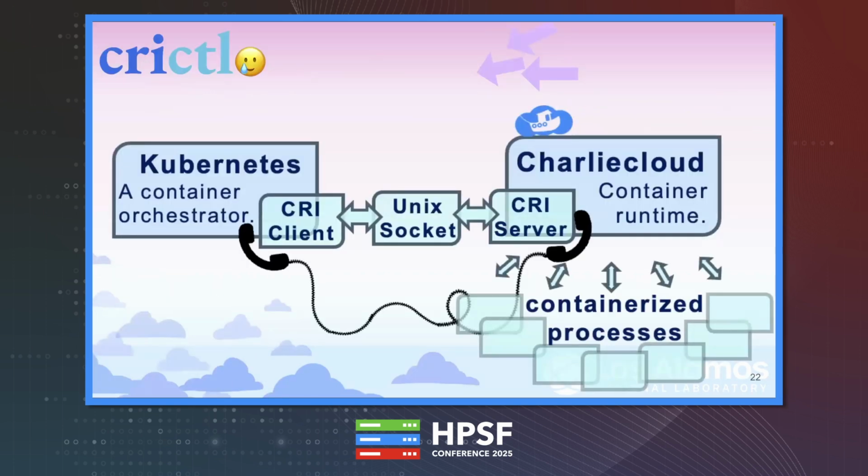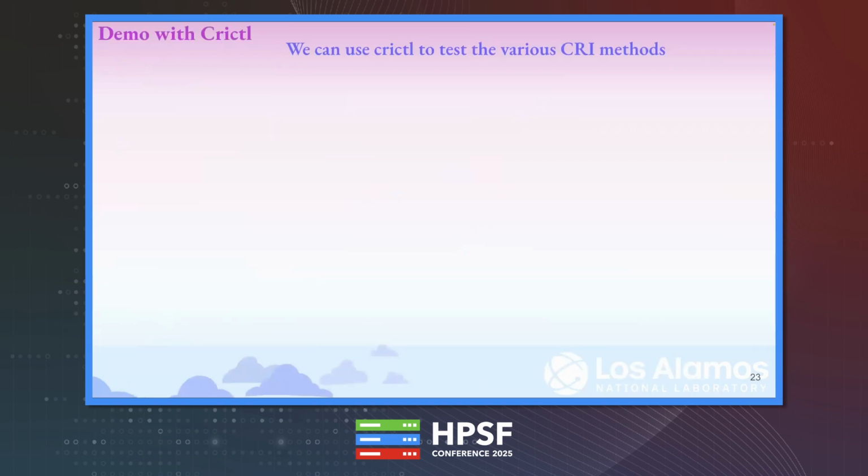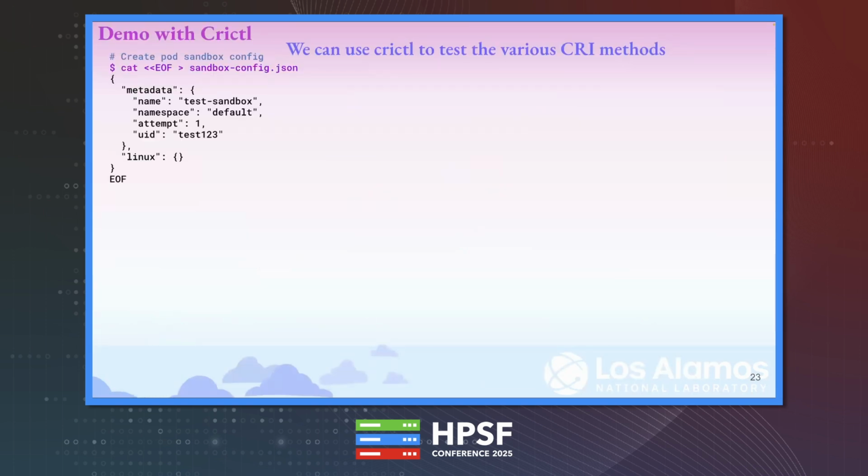In order to debug the methods, we use CRI-compatible, which is a tool for debugging CRI methods. It implements its own CRI client and can be used instead of Kubernetes to target the specific methods that we implemented and test that they work.